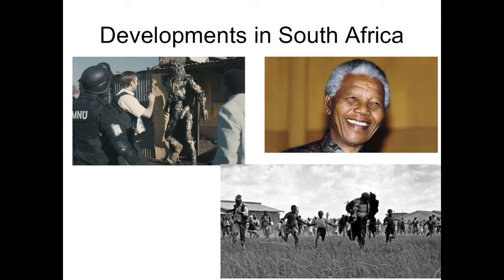You have another section on apartheid and the end of apartheid in South Africa, the rise of Nelson Mandela, in your packet. In the right-hand corner, you can see a brutal massacre by the South African white security forces against black Africans. On the left is a scene from District 9, which tries to be an allegory for apartheid in South Africa.